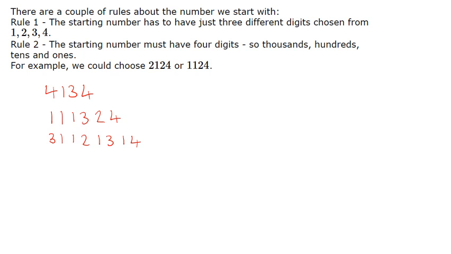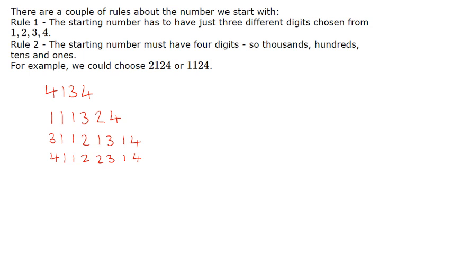Once again, we've now got 4 lots of the number 1. We've got one lot of the number 2. We've got 2 lots of the number 3. And we've got one lot of the number 4. I'll do it one last time and then tell you what you've got to do next.